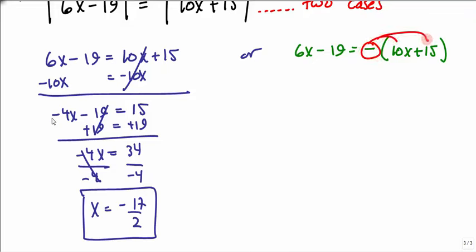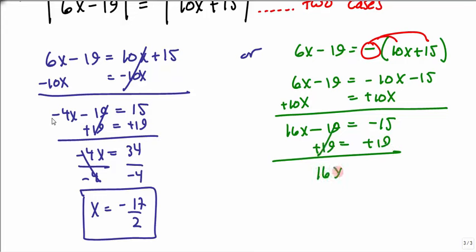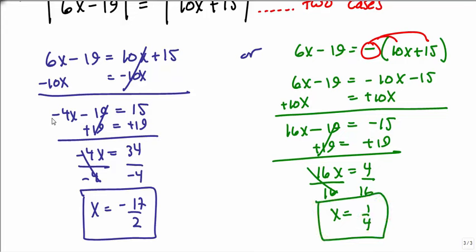The negative sign has to distribute through, so I have 6x minus 19 equals negative 10x minus 15, and then I'll do the same thing. I'll move my variables to the left, and then I'll move my constants to the right. Divide both sides through by 16 and reduce the fraction, and I get 1/4 here for my answer. So I think my answers are negative 17 halves and 1/4.